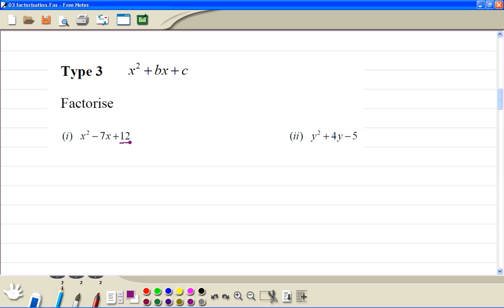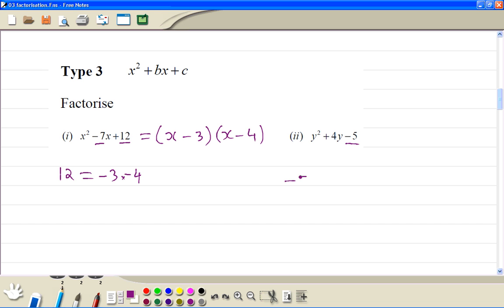Here we're looking for factors of 12 that add up to minus 7. So they are minus 3 times minus 4. So we have x minus 3 times x minus 4.